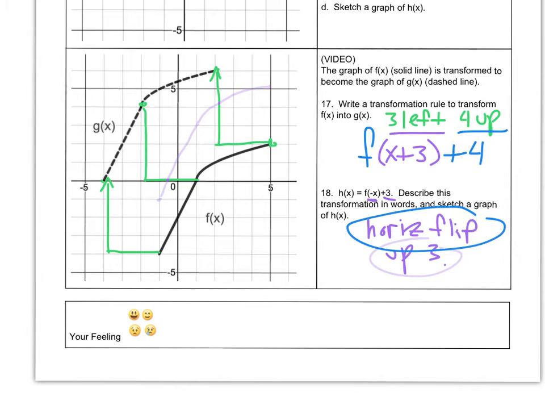Horizontal flip means each x coordinate is going to be flipped onto the other side of the y-axis. So this point would move to here. This point would move to here, so that would be the linear part of this graph. And the point that's at 5 now would move to negative 5. And that's going to be the curvy part of our graph. So something like that where it's been moved up and then flipped horizontally.